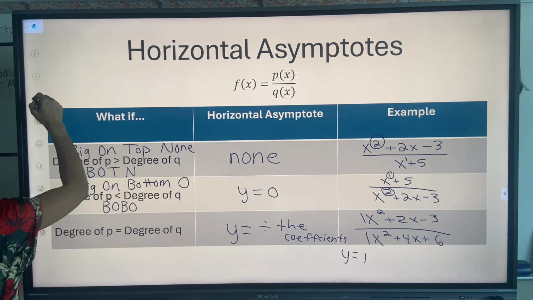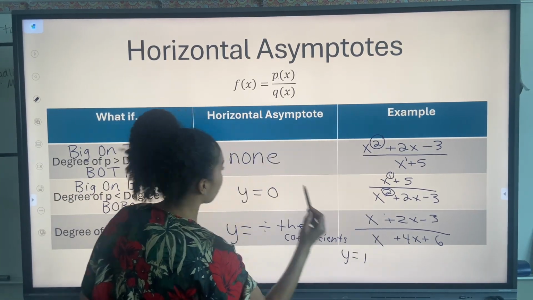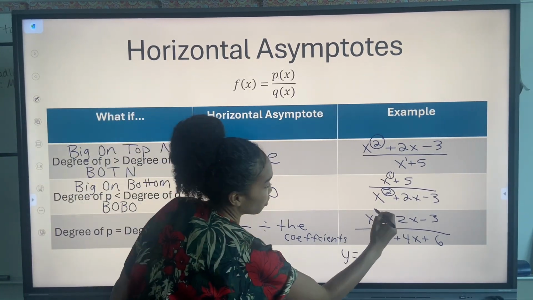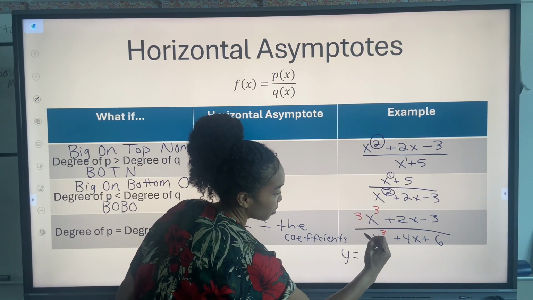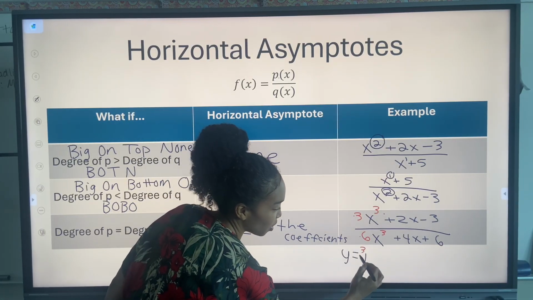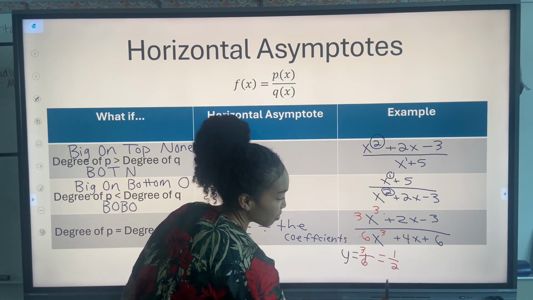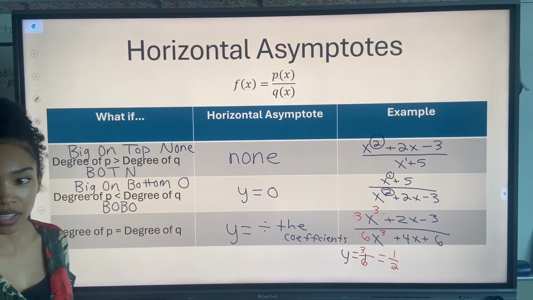Let me give you another example. Let's say these degrees were 3 and 3. Your degrees are the same. Let's say this was 3 over 6. You divide the coefficients. So 3 over 6 simplifies to 1/2. So your horizontal asymptote would be at 1/2. Okay?